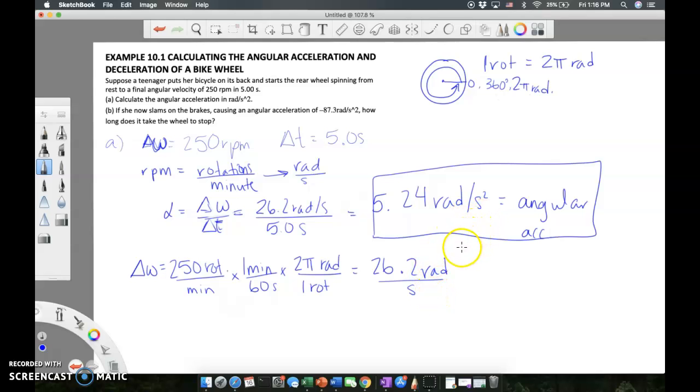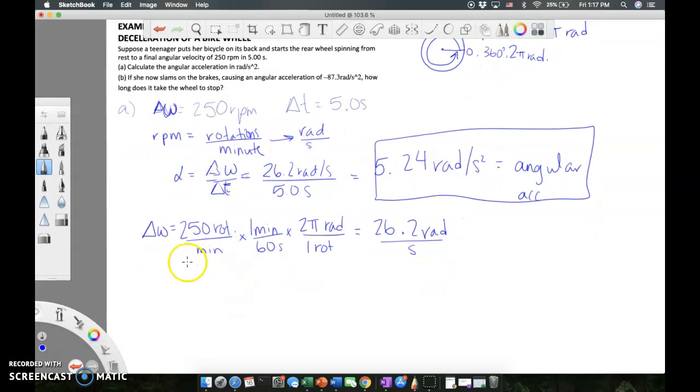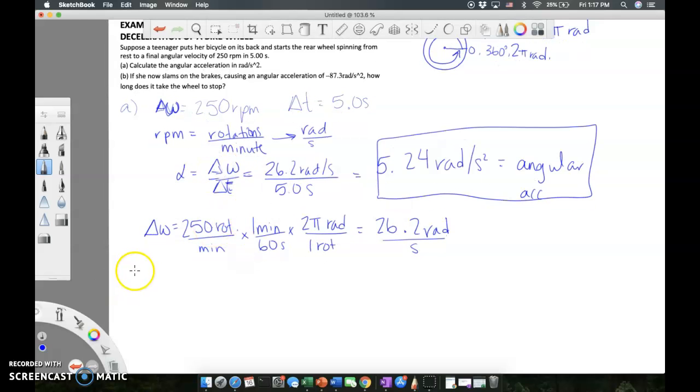Now, we want to go on to part B. It says, if she now slams on the brakes, causing an angular acceleration of negative 87.3 radians per second squared, how long does it take the wheel to stop?